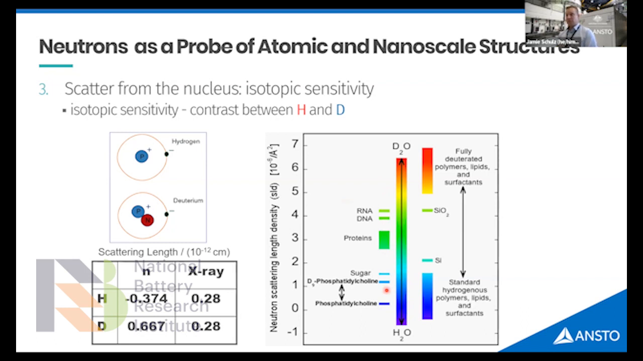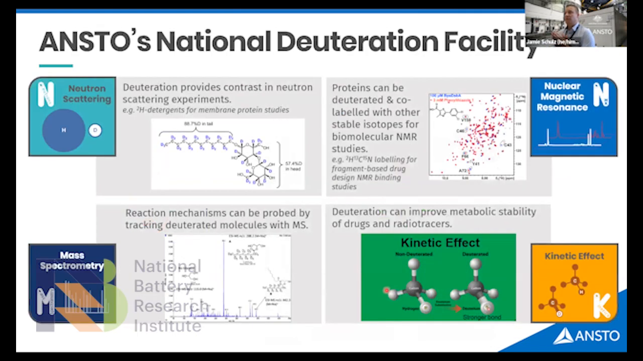The second way of introducing contrast is that we can synthesize molecules and replace the hydrogens in them with deuterium. We can typically do this for biodeuteration, but also for chemical deuteration. At ANSTO, we have a facility called the National Deuteration Facility, whose sole purpose is providing deuterated components or deuterated materials, initially set up for neutron scattering.